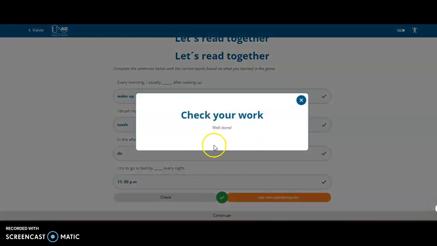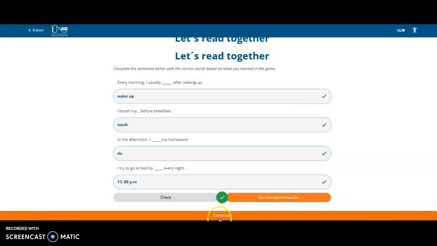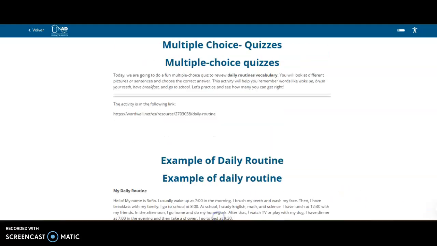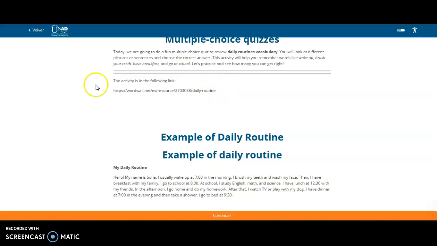Students are going to check and have the feedback. Well done, okay? In that case, they need to complete it to continue. They have multiple choice quizzes. In that space, they go to this activity on Wordwall. They are going to read about a daily routine.